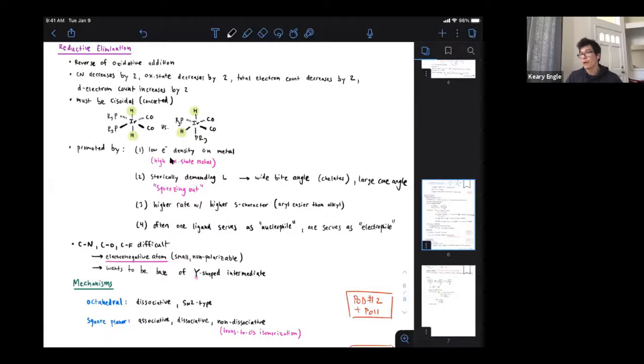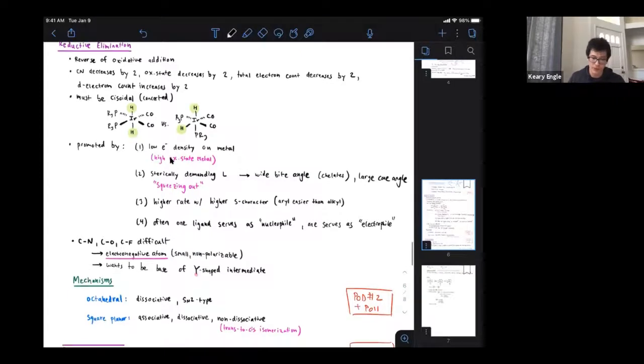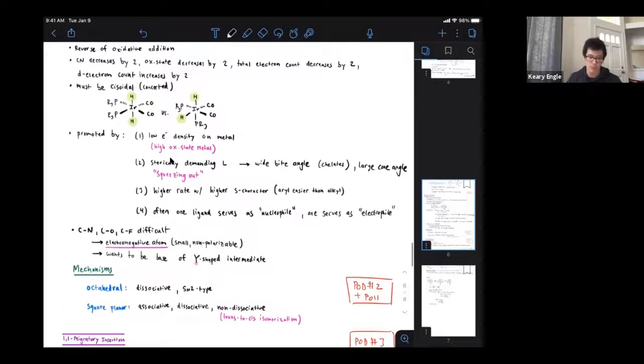At least for a concerted pathway, there's a concerted pathway, and then there are also nucleophilic SN2-type pathways. But in general the concerted is the most common, and for a concerted pathway to take place, the ligands involved in the reductive elimination must be cisoid. That's illustrated by this dihydride example, where the one on the right undergoes rapid H2 reductive elimination, whereas the one on the left is actually relatively stable. It does not eliminate H2.